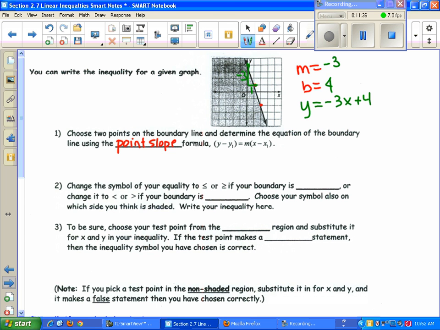But remember, we're not done because we have a shaded region to my graph. And since we have a shaded region, that means that we need to figure out which way my inequality is going to go, and if it's greater than or equal to, less than or equal to, or if it's greater than or less than. So change the symbol of your inequality to less than or equal to, or greater than or equal to if your boundary line is solid, or change it to less than or greater than if it's a dotted line.